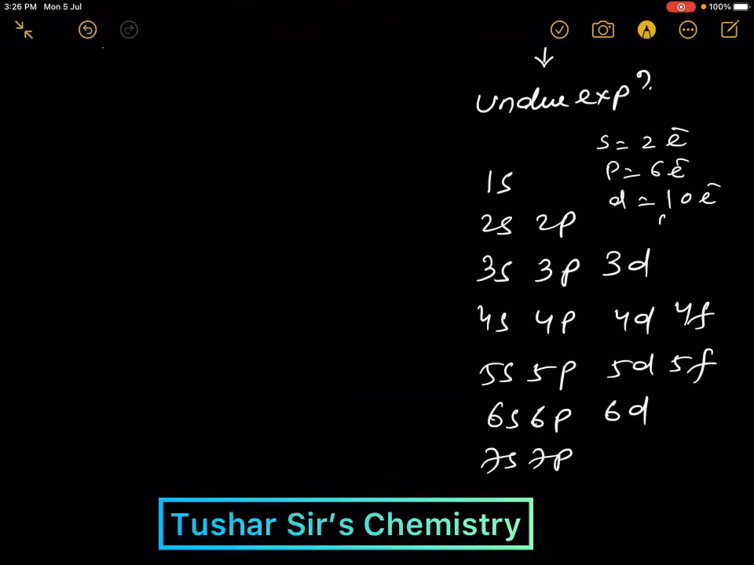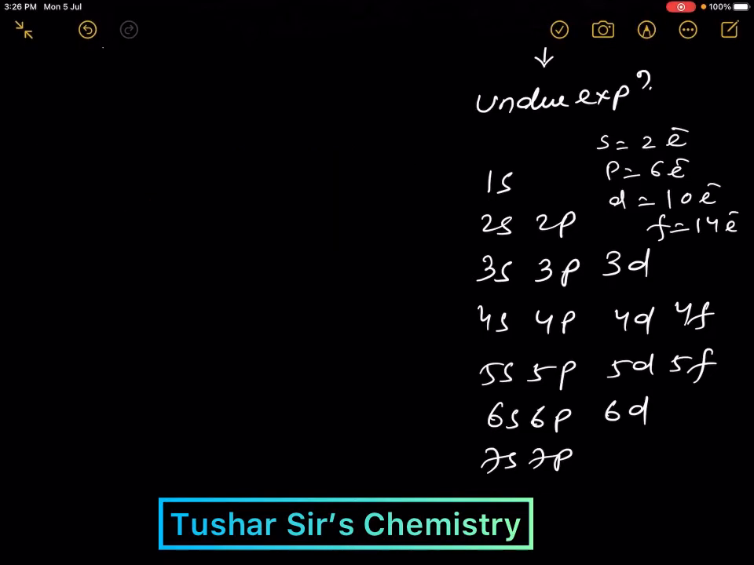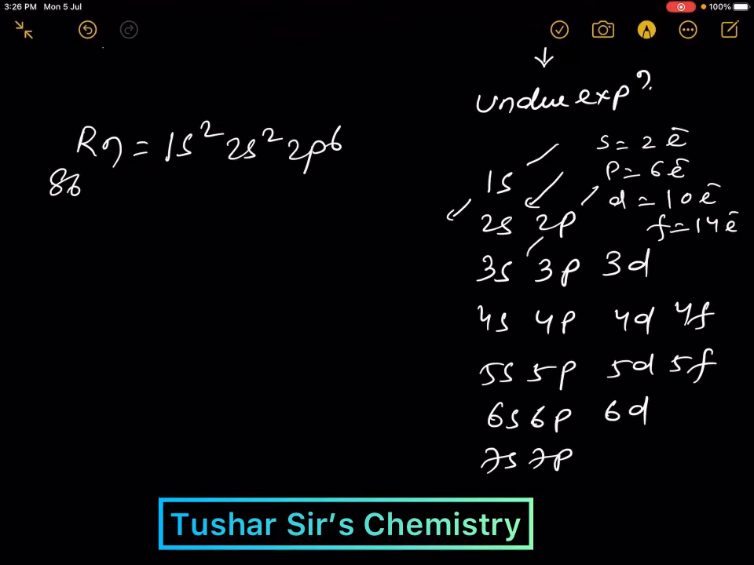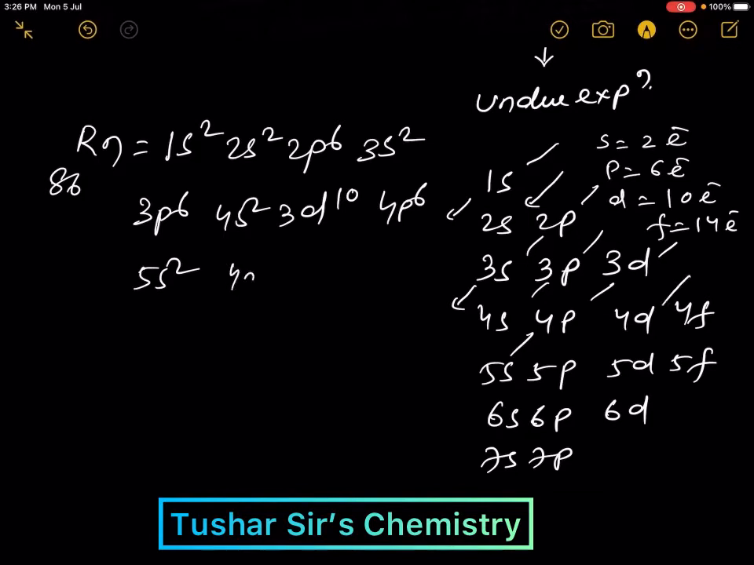You know, S can accommodate 2 electrons, P can accommodate 6 electrons, D can accommodate maximum 10 electrons, F can accommodate maximum 14 electrons. Before writing the electron configuration of actinides, we have to write the electron configuration of radon first. The atomic number of radon is 86 and its configuration will be 1s2, then 2s2, 2p6, 3s2, 3p6, 4s2, 3d10, 4p6, 5s2, 4d10, 5p6, 6s2.